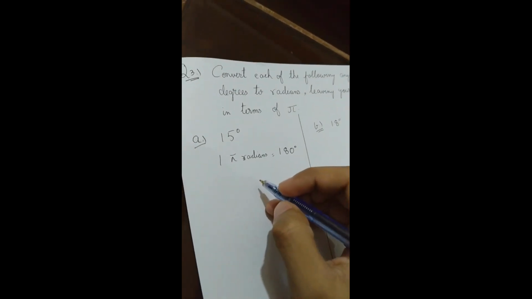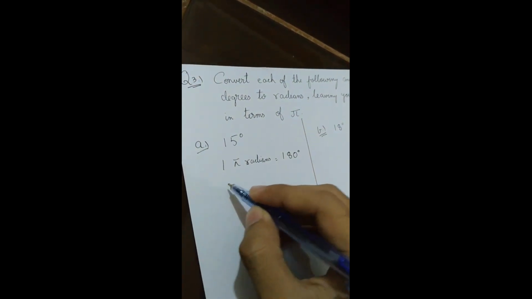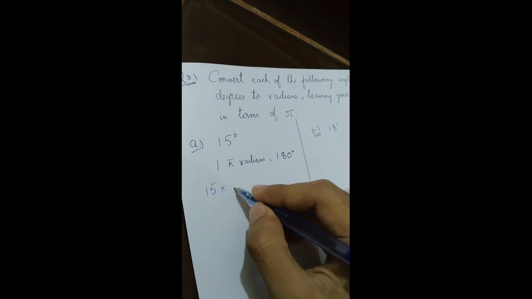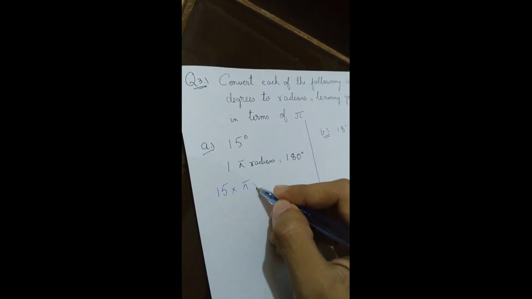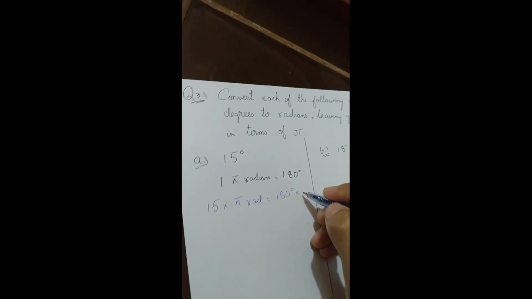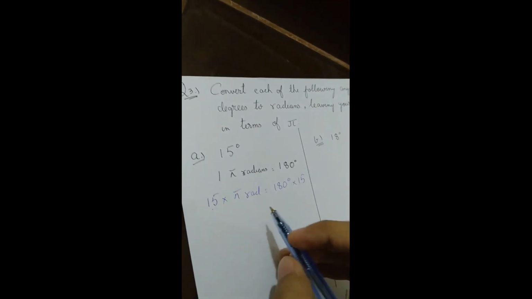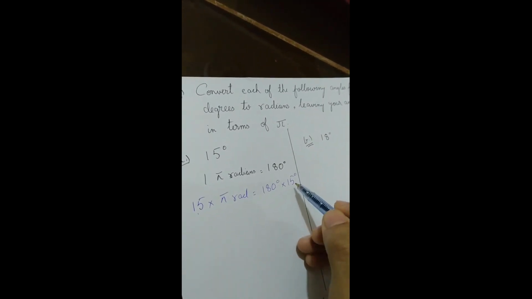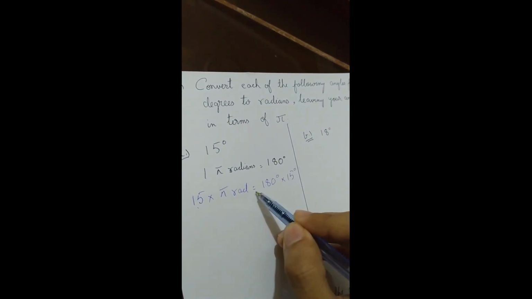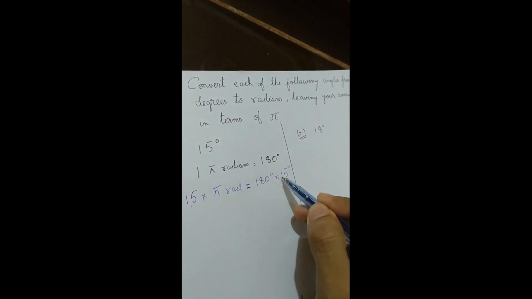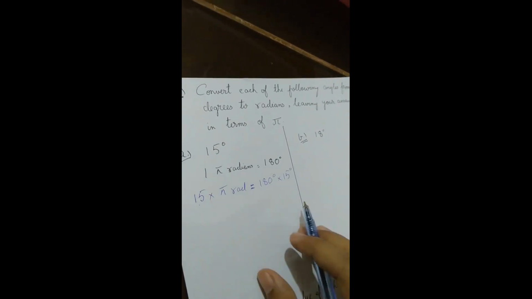The first and the easiest step would be to multiply 15 on both sides: 15 multiplied by 1 pi, or simply pi, in radians, equals 180 degrees multiplied by 15. Now, as the solution requires how many radians 15 degrees is, on the right side of the equals sign I would only require 15 degrees here, not 180 degrees. So let's see.